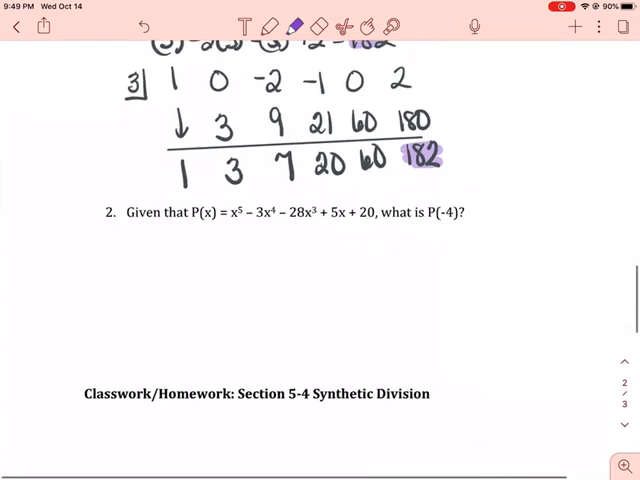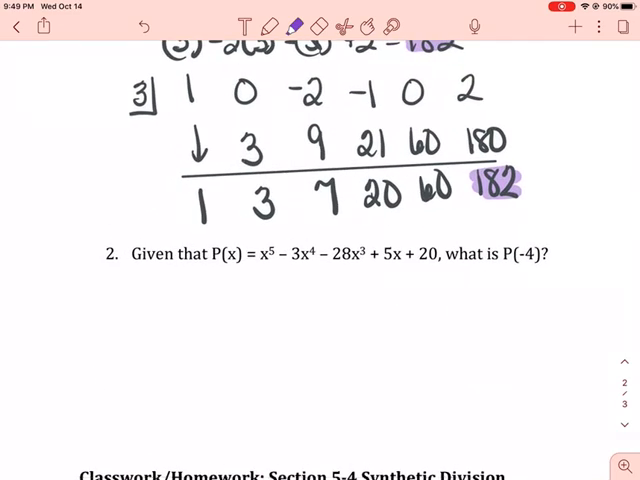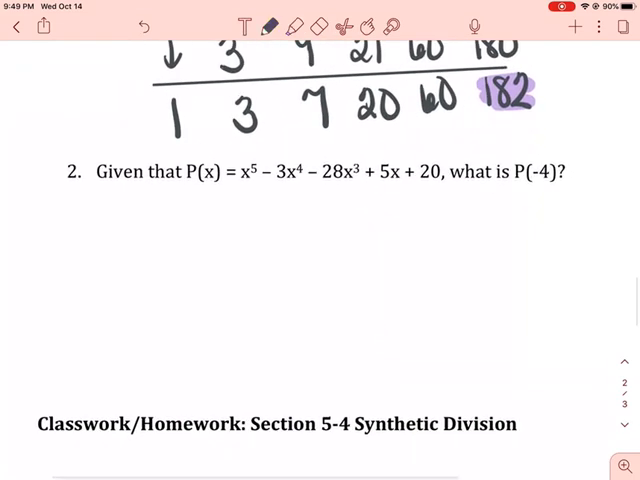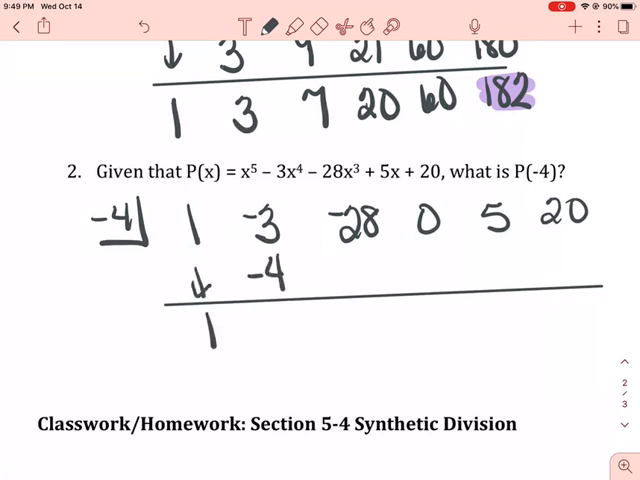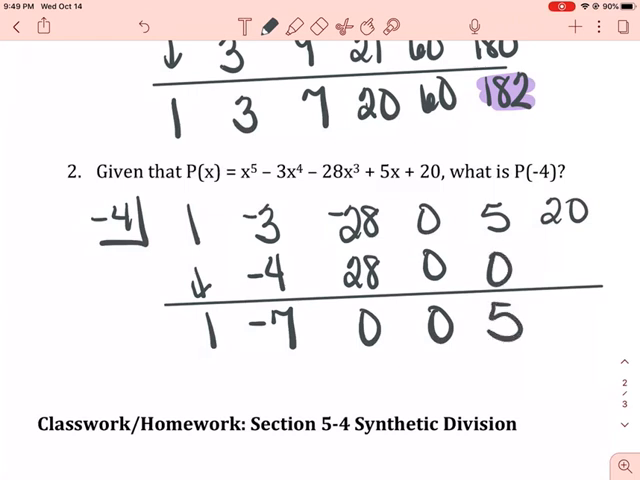Here's our polynomial. What is p of negative 4? I'm going to do a synthetic division because I find it to be easier. I'm going to put negative 4 on the shelf. I'm going to write my coefficients, making sure they're all there. I don't have a squared term. So 0, 5, 20. Okay, bring down the 1. Negative 4, that's negative 7. That's 28. 0, 0, 0, 0, 5, negative 20, 0.